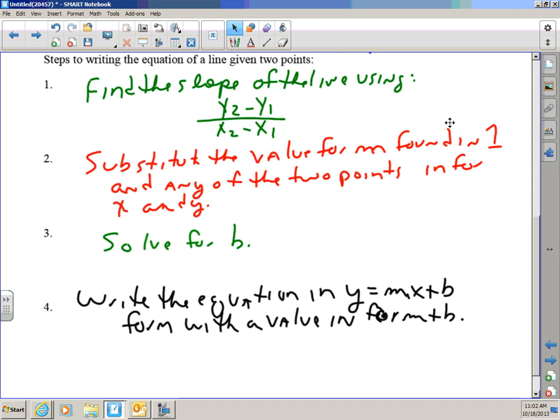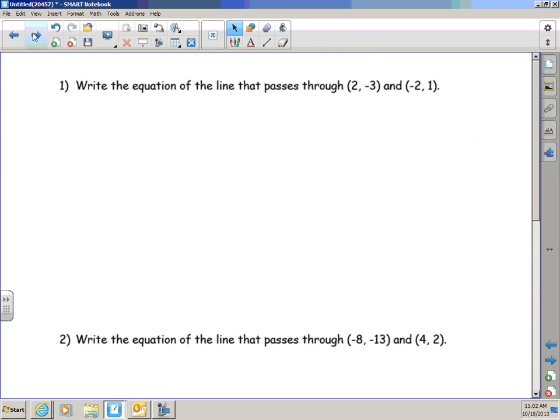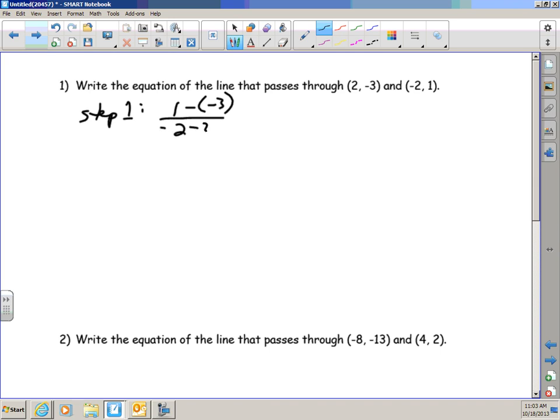Now, we're going to walk through 3 examples of this following our steps. So, step 1, I'm going to figure out the slope. 1 minus negative 3 over 2, negative 2 minus 2, which is 4 over negative 4, which is negative 1.